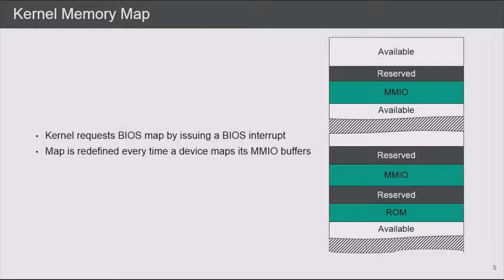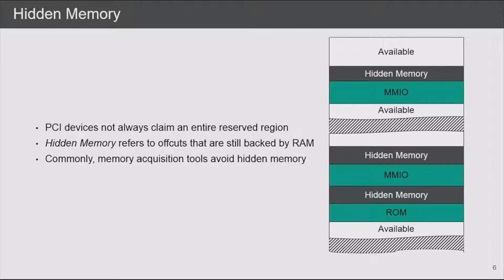The kernel can request this BIOS map by issuing a certain BIOS service interrupt, and it can then allow its PCI devices to map their corresponding MMIO buffers into these reserved regions while simultaneously redefining this layout. The interesting thing about the reserved regions is that PCI devices typically do not claim an entire reserved region, which results in small offcuts, which we refer to as hidden memory. And the dangerous thing about these offcuts is that most acquisition tools simply avoid acquiring these regions.